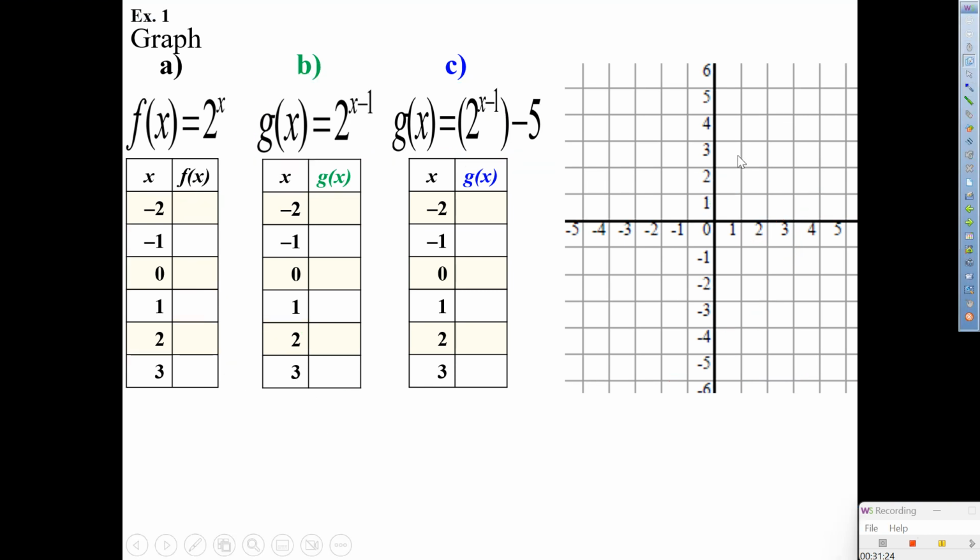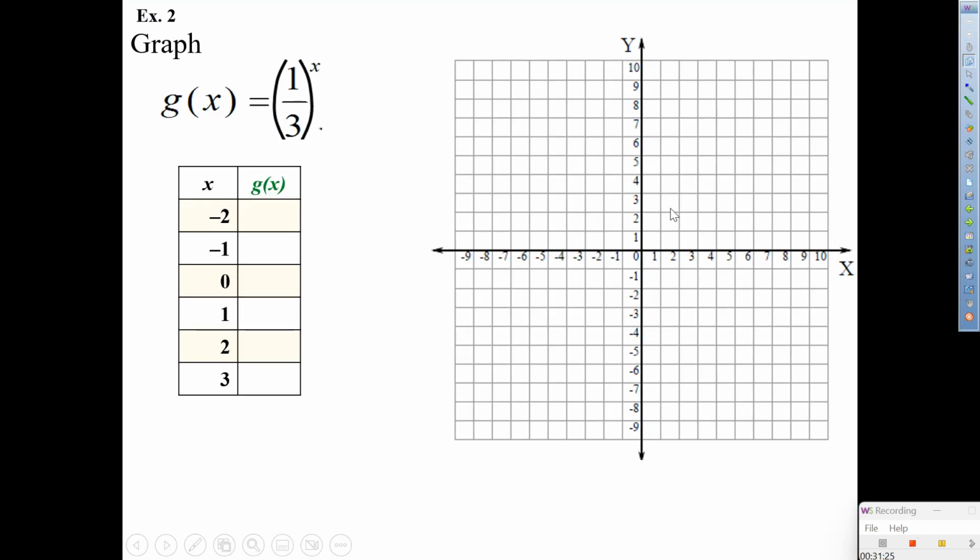Copy this table. And that function, g of x equals 1/3 to the x power. And here's my table. And get another little coordinate plane on the side. I'll give you 1 minute. Copy and let's fill it. Here we go. On the side, right here.